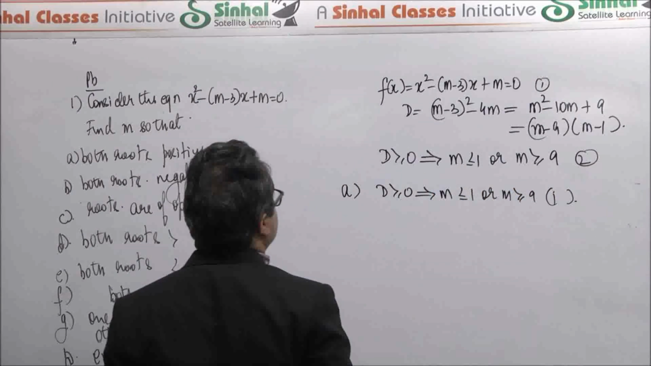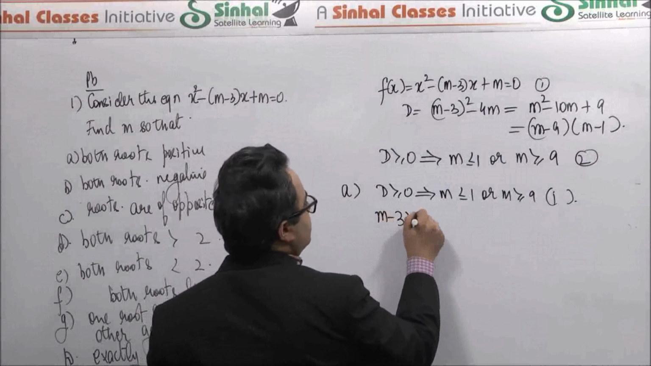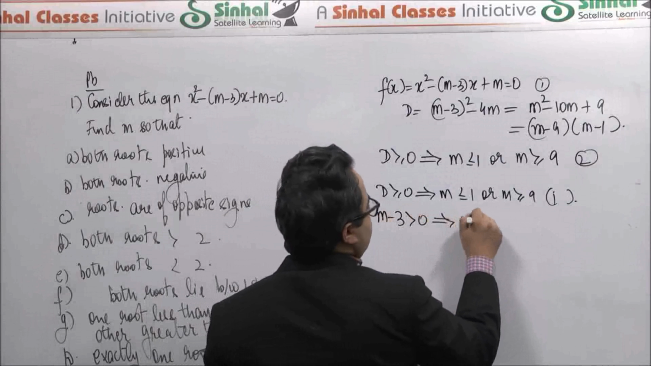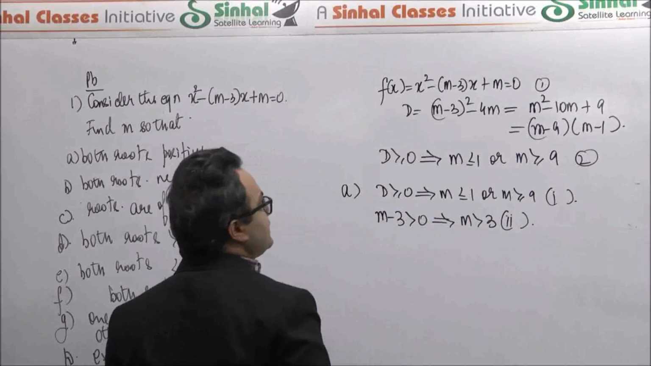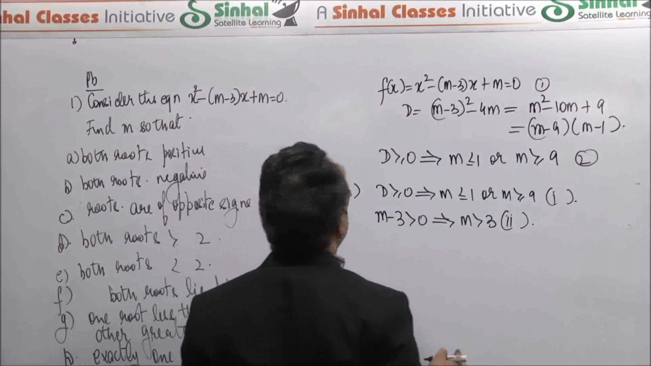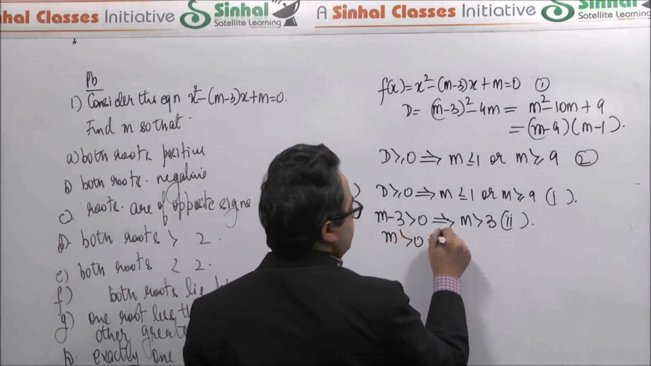Then the second condition was that since both the roots are positive, the sum of the roots, which is m minus 3, should also be positive. So m should be greater than 3. And the third condition was that since both the roots are positive, the product of the roots must also be positive. So m should be positive.